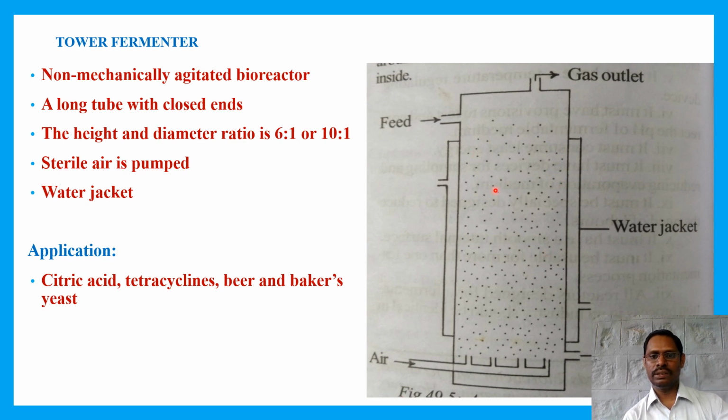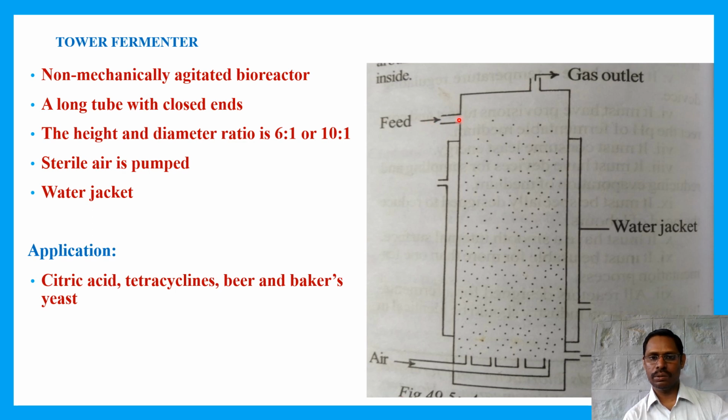The ratio of the height and diameter of the fermenter is 6 to 1 or 10 to 1. So it's a long tube. At the bottom, sterile air is pumped into the fermenter. Through the movement of the air, all the medium can be mixed. The microorganism and the medium can mix thoroughly, and the microorganism can utilize the oxygen, and the exhaust gas will be released to the top side of the fermenter.